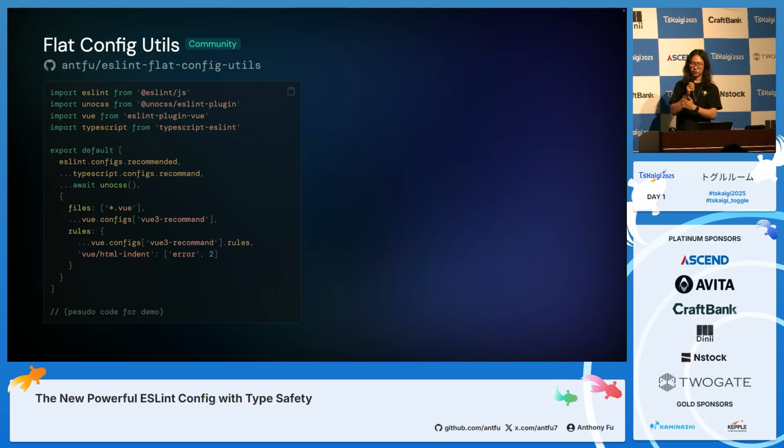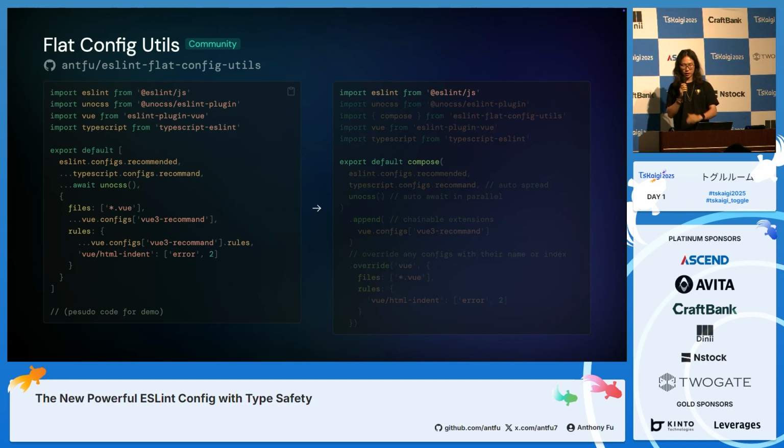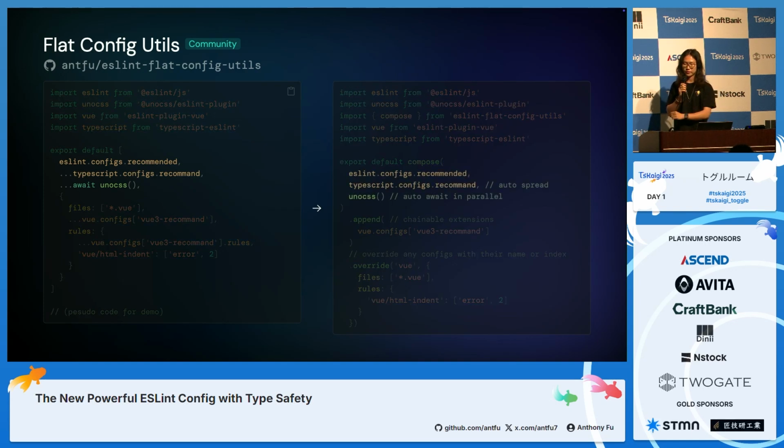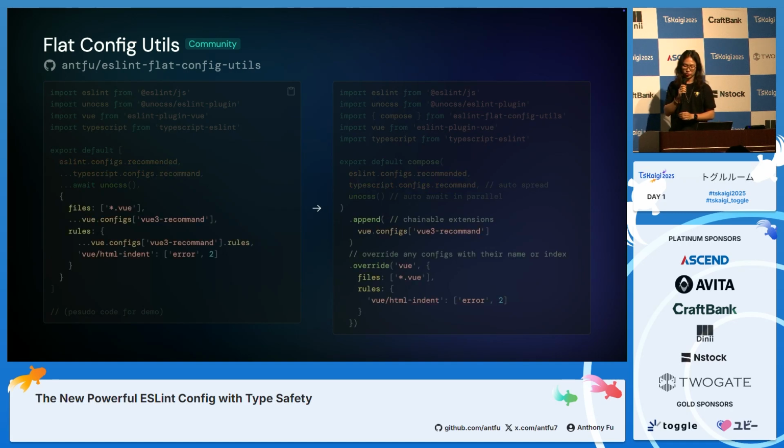So when we put them together, it's usually your responsibility to check if it's an object or an array. If it's an array, you need to use rest to expand it. But with the config utilities, I made a function called compose, which would automatically resolve all different types of configuration. It means that you can put in anything, even a promise, even an array, and it'll automatically merge and flatten them. It also provides some chainable actions where you can insert extra configurations or override some configurations or rules to handle the merge manually. So it gives you more flexibility.